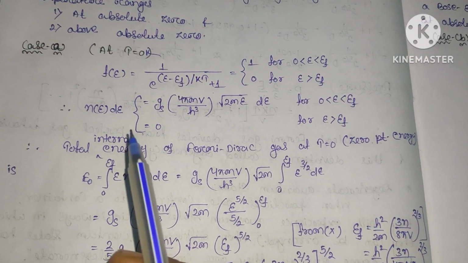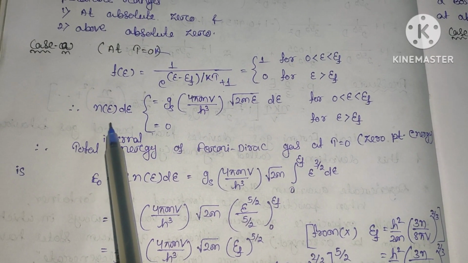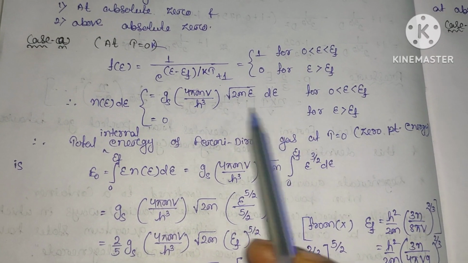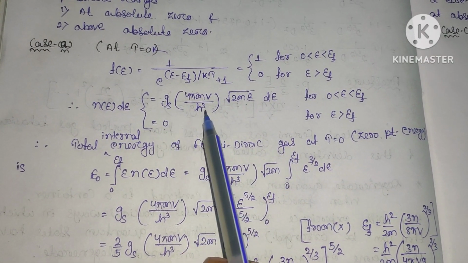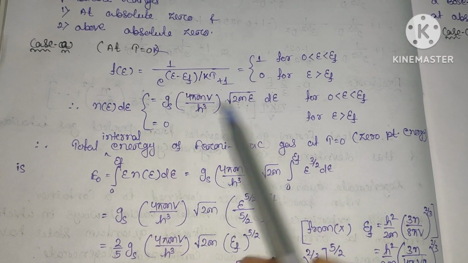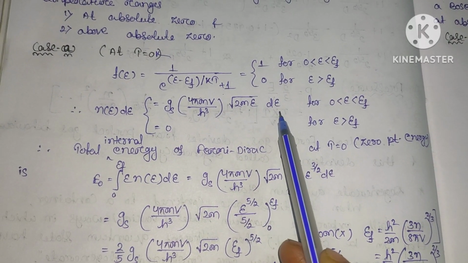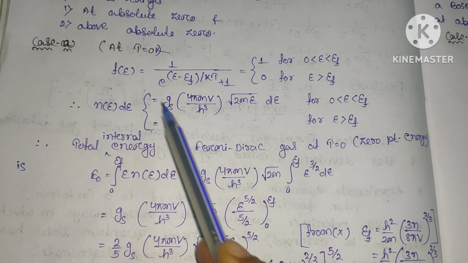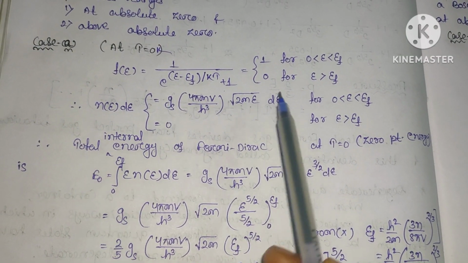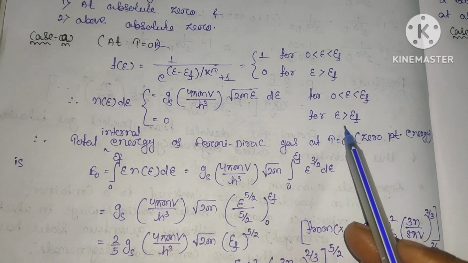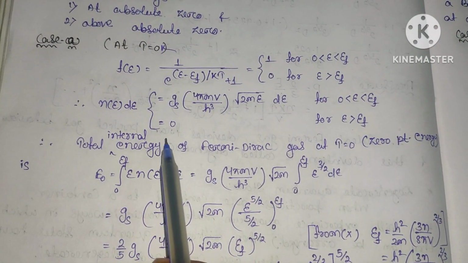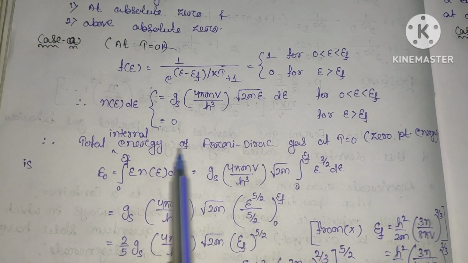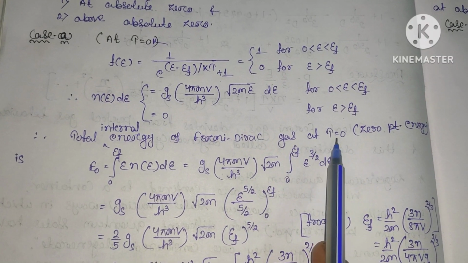Clear? So now we will see the total number of particles, that is the number of particles N of E dE, that will be equal to this density function, Gs into 4 pi mV by h cube into root over 2mE dE. When this energy lies between 0 to EF, the value will be this much, and when this energy is larger than EF, its value will be equal to 0.